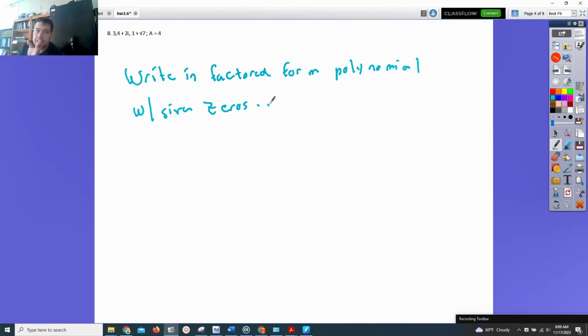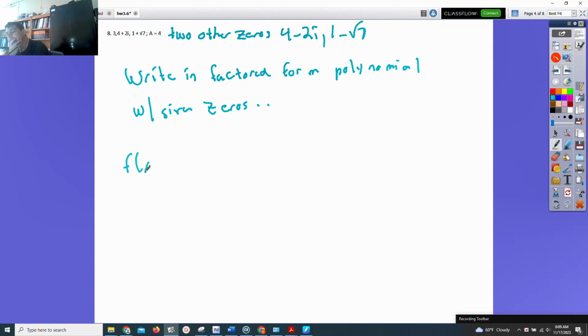Now, in addition to what's mentioned, you have to use your conjugate zeros, all right? There are two other zeros. They are 4 minus 2i and 1 minus root 7. And we should know by now, if you take a zero and you make it a factor, you change the sign. That's what you do.